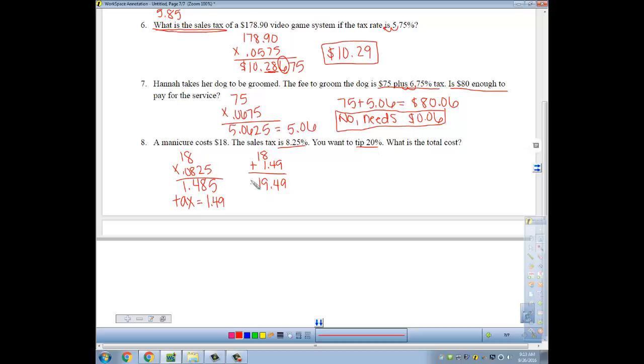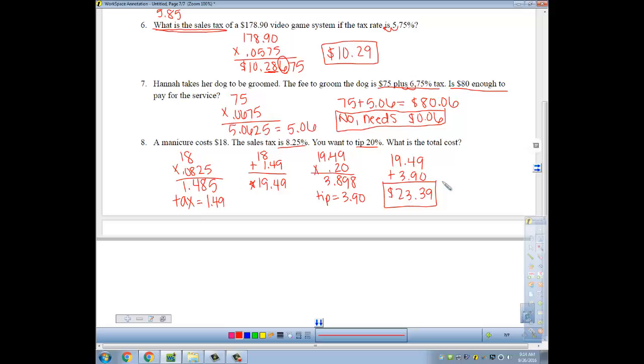So you're going to take the amount with tax, $19.49, multiply that by 0.20. And that's going to be 3.898. So your tip is going to be about $3.90. So when you add it back on, add it back to this $19.49, because we still need to include the sales tax. So $19.49 plus $3.90 will give you a total of about $23.39 for your final cost.